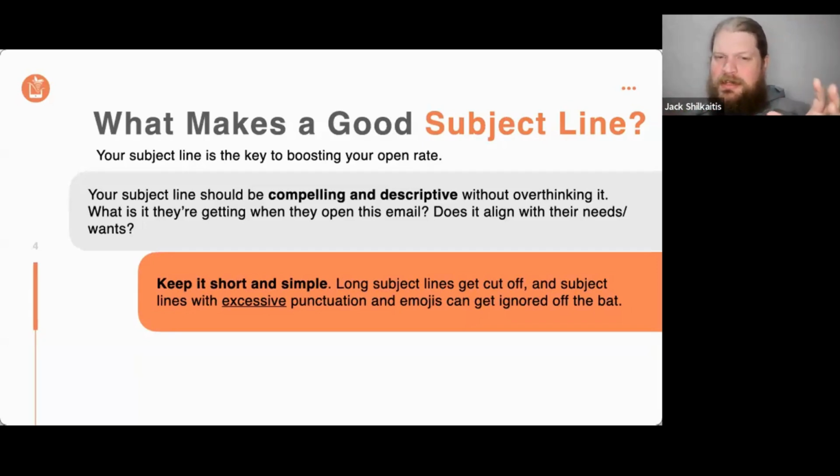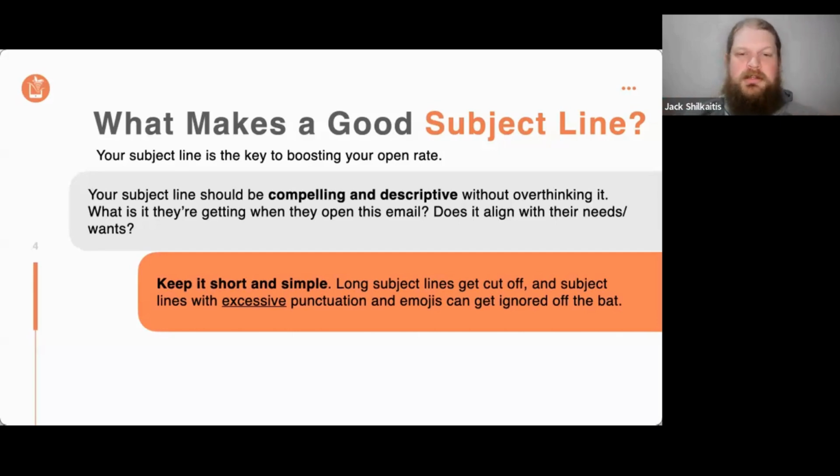Just because the subject line gets cut off doesn't mean that your subject line can't be a little bit longer, but it shouldn't be horrendously long, right? It should be a short phrase. Sometimes the shorter the better, depending on the delivery. And things you want to avoid: excessive punctuation. We don't need all the exclamation marks, right? Excessive amounts of emojis are also something to avoid.